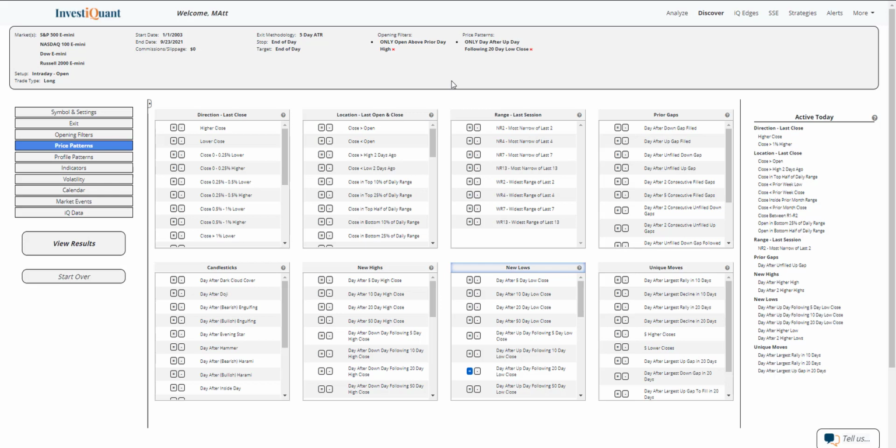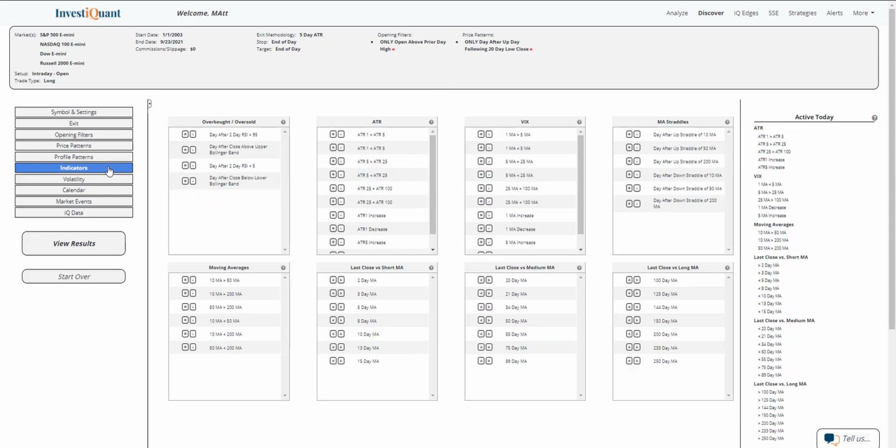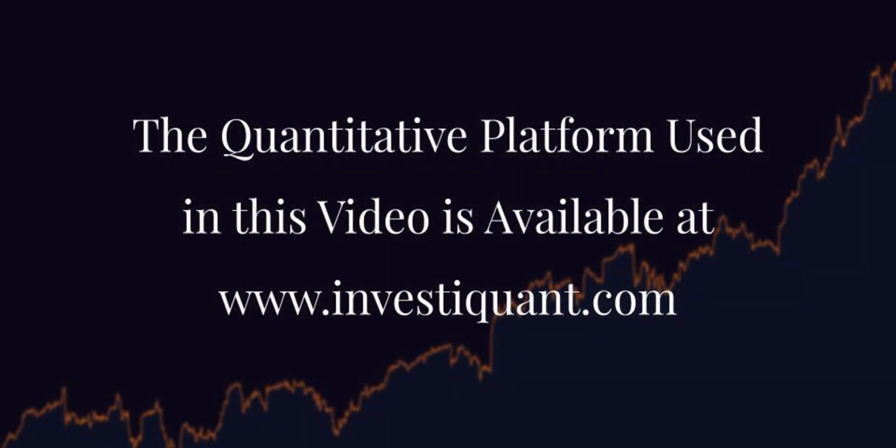So that took place yesterday, and then next I'm going to go into the indicators library. We are still below the 10-day simple moving average, but above the 200-day simple moving average, and that will conclude all of the information that I want for the study. Now I can click View Results.